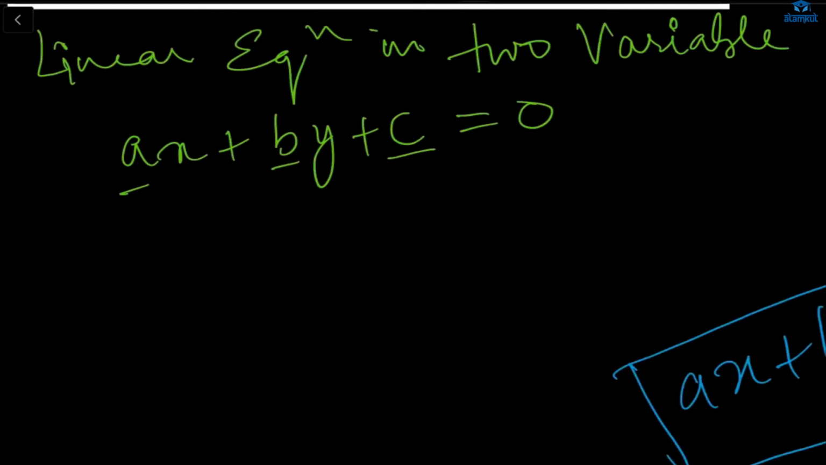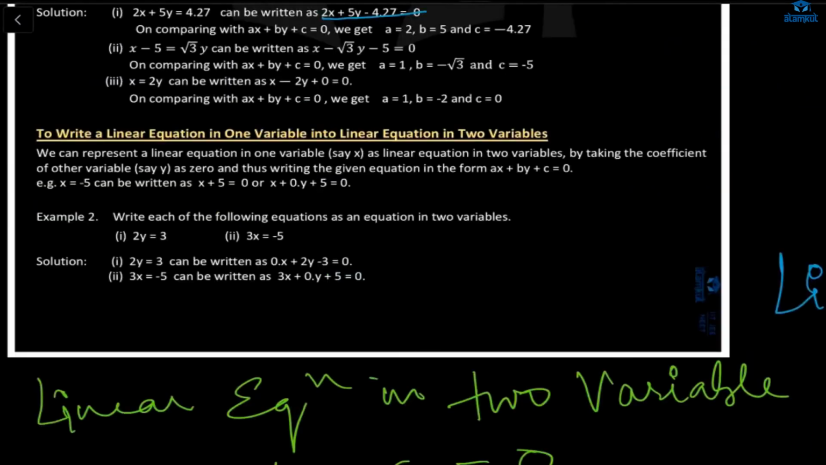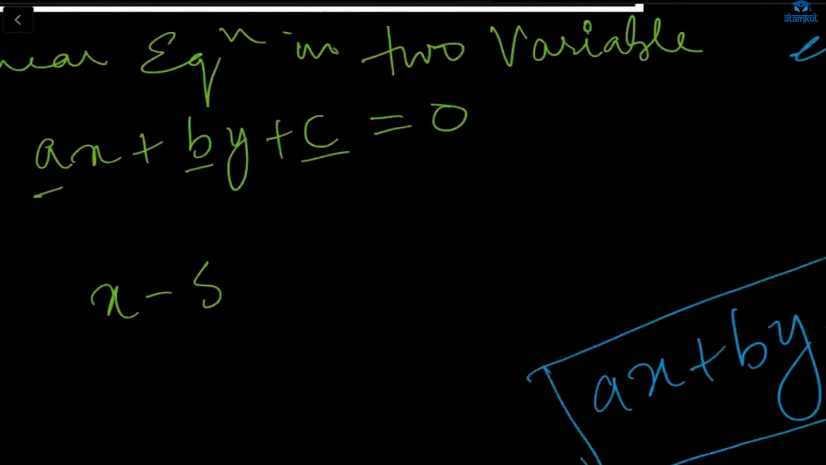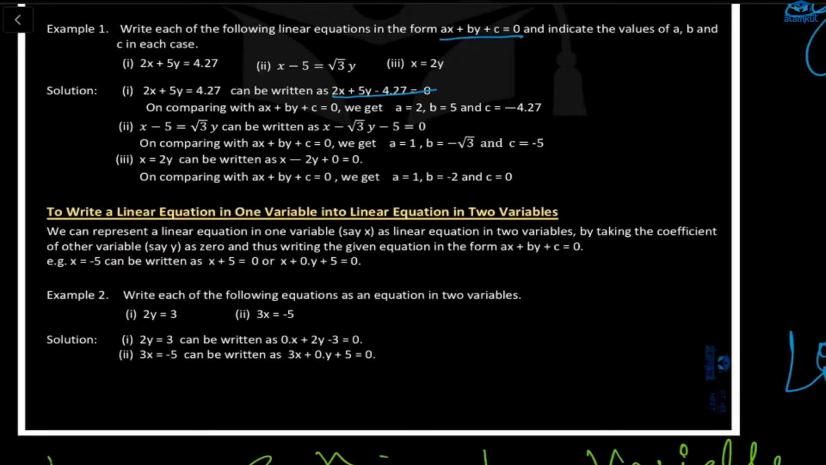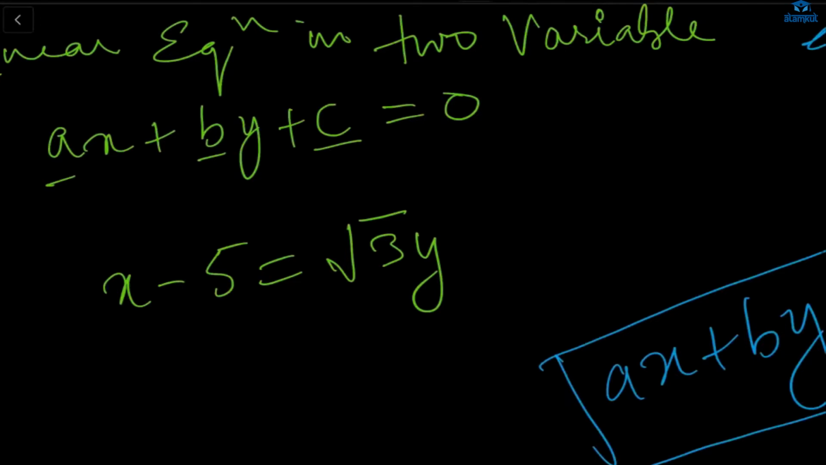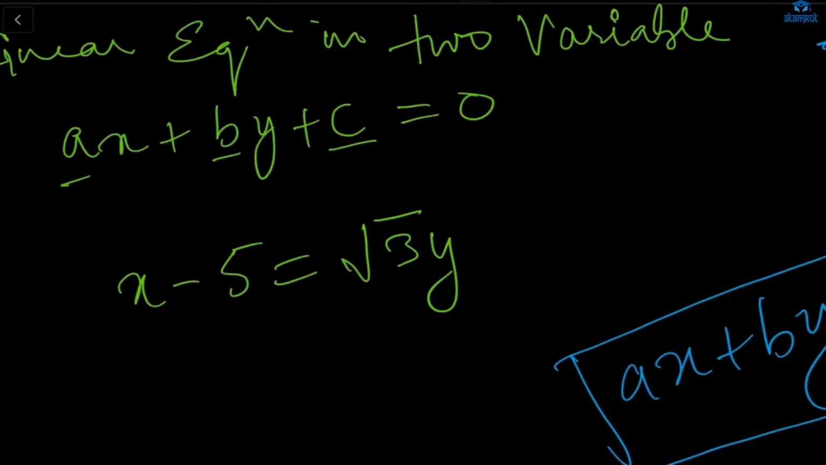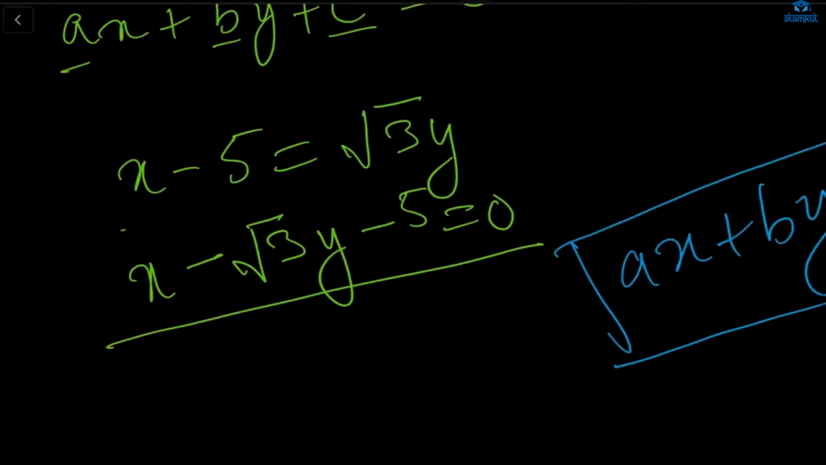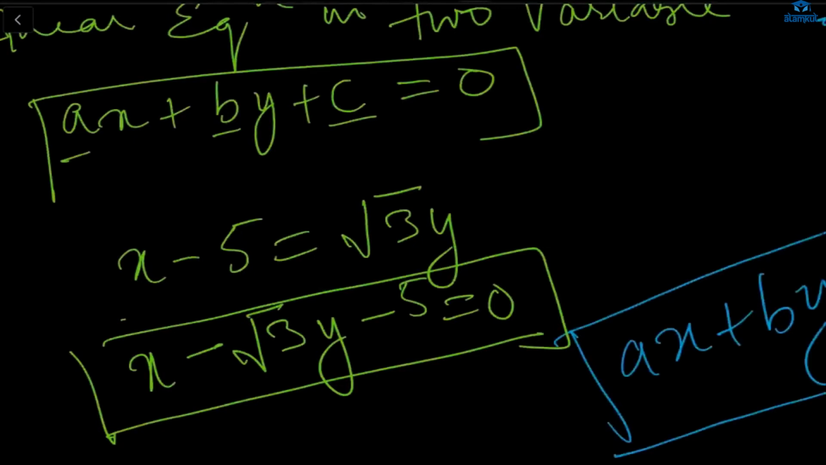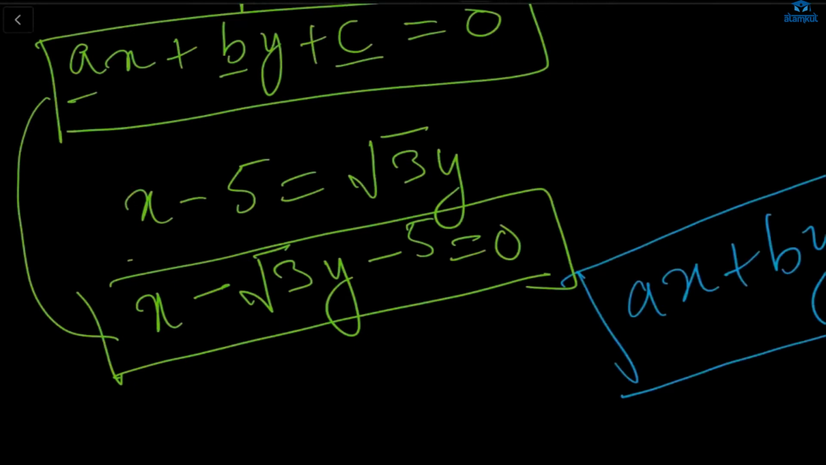Now, if I have written an equation here, x minus root 3y is equal to 5. Before comparing, we will first change this into the form ax plus by plus c. So first is ax, so x minus root 3y minus 5 is equal to 0. Now, when we compare this equation with the format ax plus by plus c is equal to 0, this is the way of writing your linear equation in 2 variables.